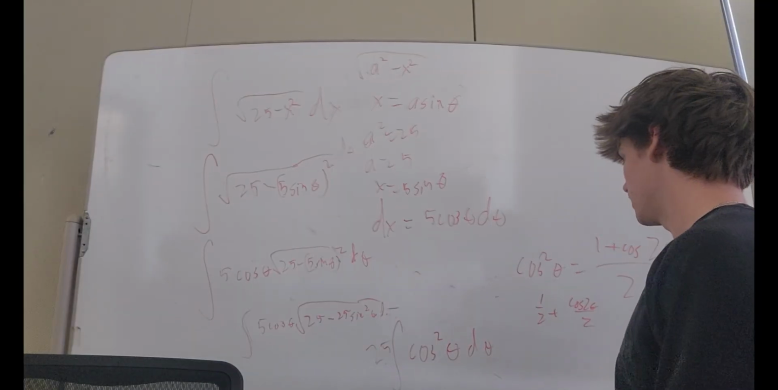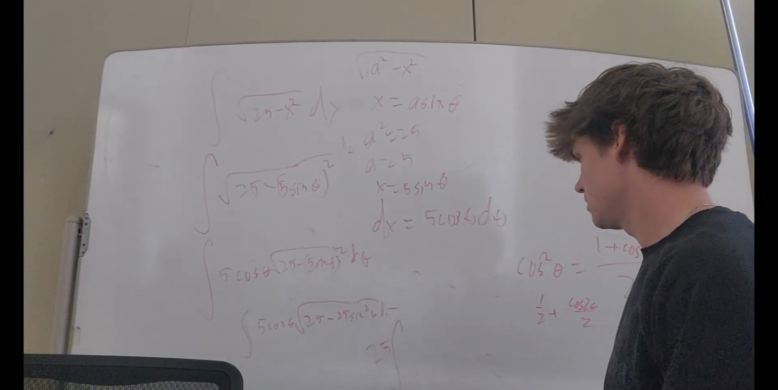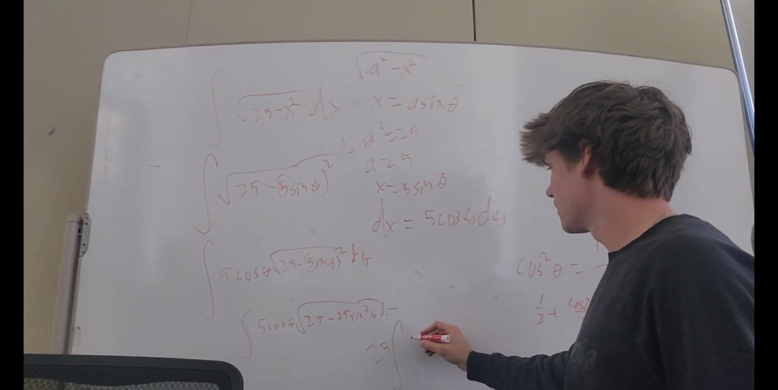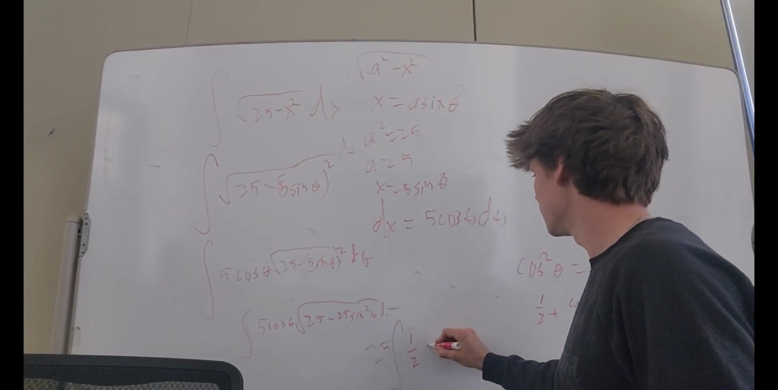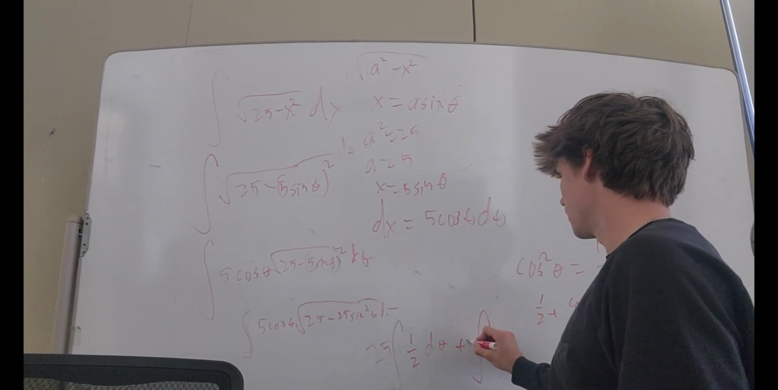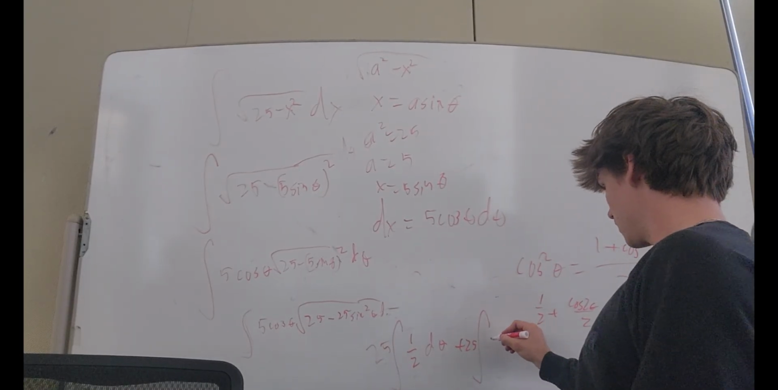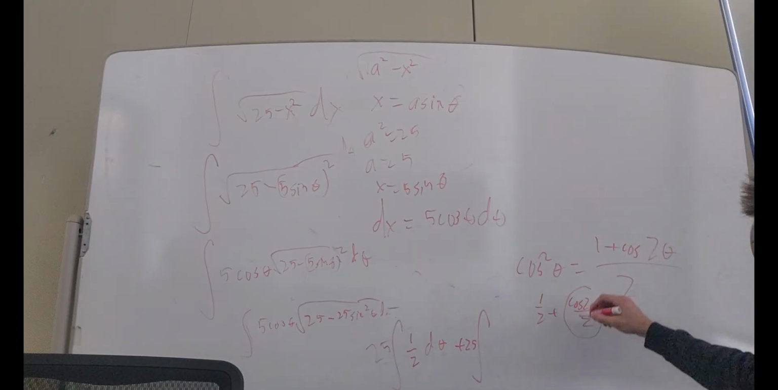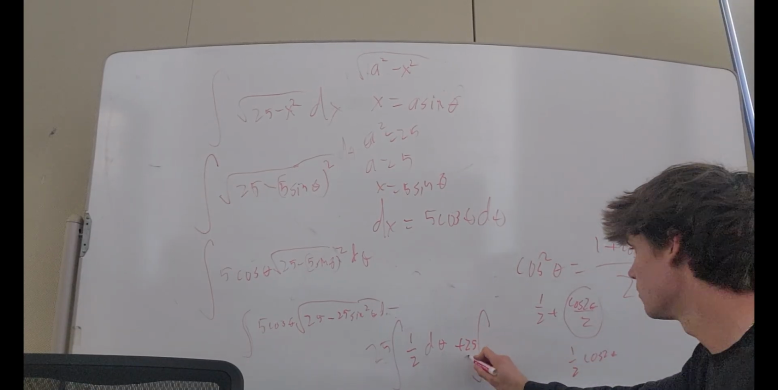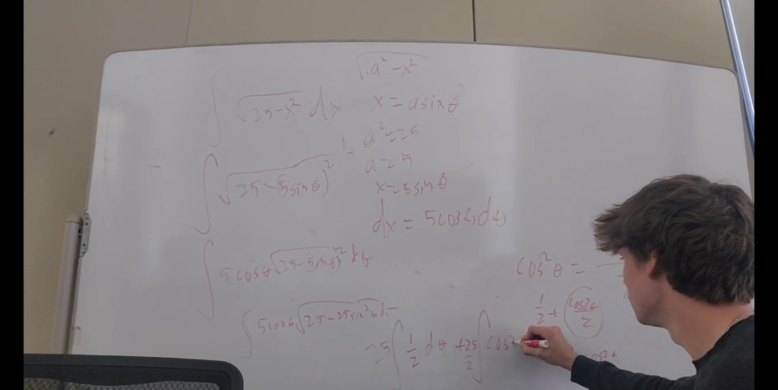So this turns into, making sure that we don't forget to keep the 25, the integral of 1/2 d theta plus the integral of, remember, keep 25 because this would be distributed. Actually, this part here can be written as 1/2 of cosine 2 theta, which means I can bring the 1/2 out. So now this is just 25 over 2 cosine 2 theta d theta.